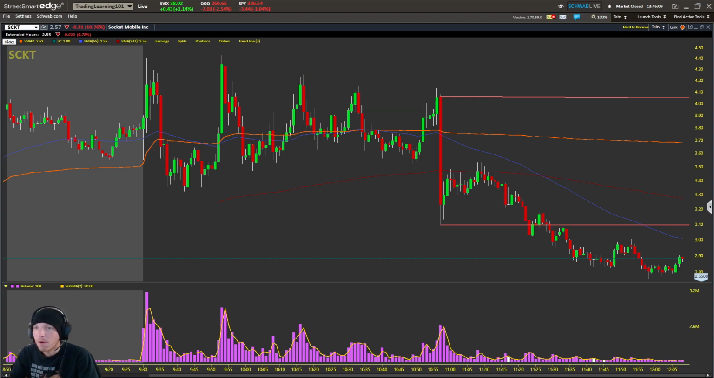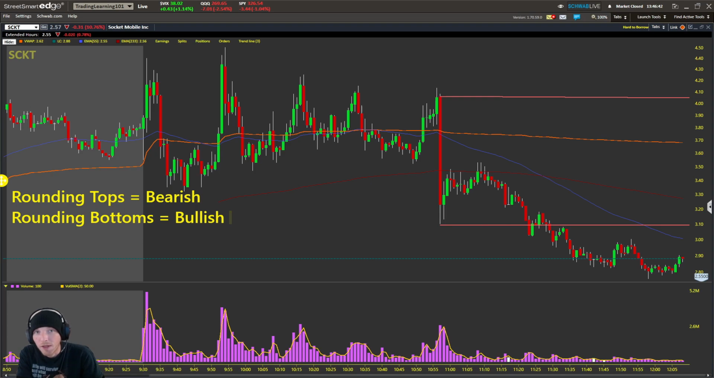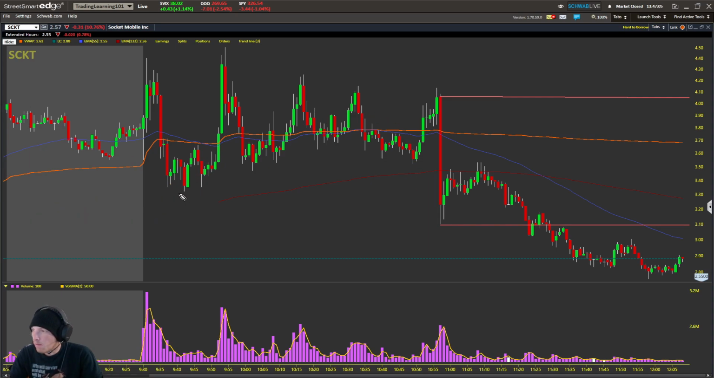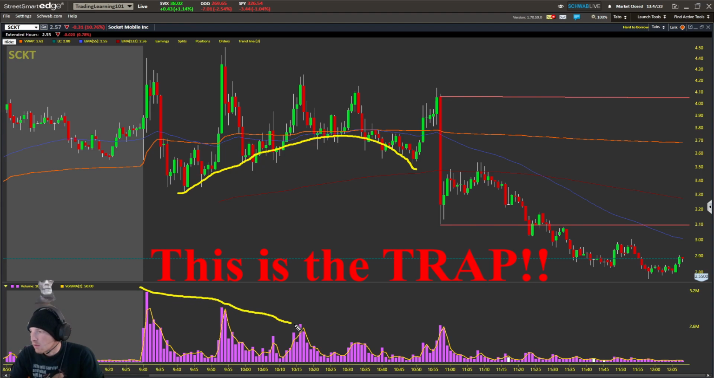So just remember this, rounding tops are bearish. Rounding bottoms are bullish. What I see here is a big rounding top. Look at this bottom right here, it curves up and down right there. That's a bearish sign. We got the volume retracement right here, and then volume was starting to pick up, and right when it was picking up, it just got slammed down.